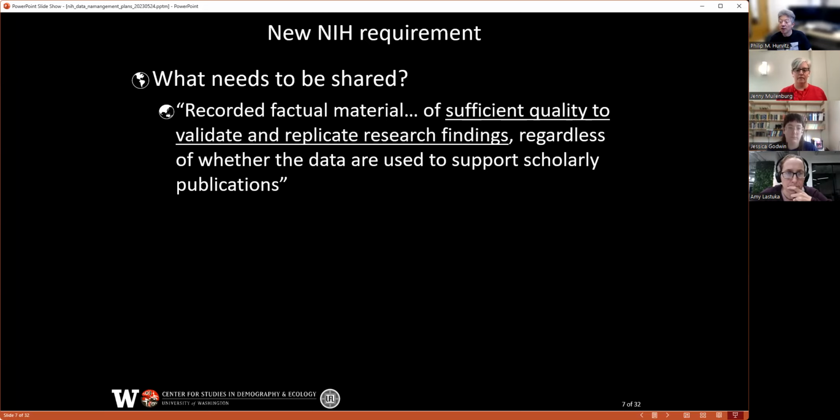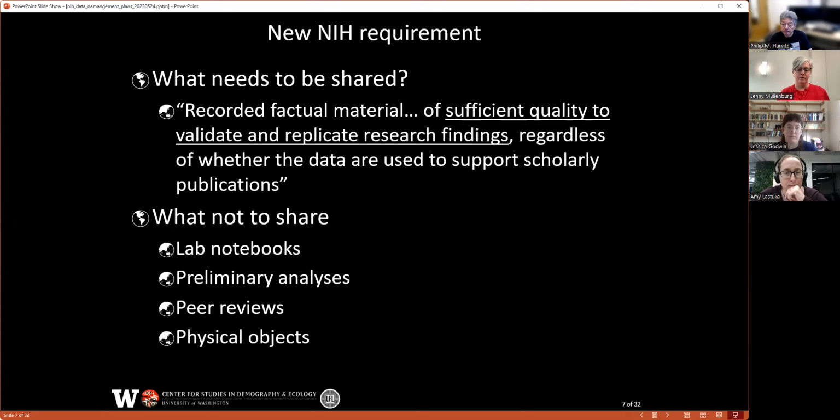And then the second part of this is regardless of whether the data are used to support scholarly publications. What this means is if you've gotten money from the NIH, then you have to be willing to share this material, whether or not it got published. Now, there are some things that they do not expect you to share. There's no requirement of sharing things like lab notebooks or preliminary analyses or peer reviews or any physical objects. So it's really just enough so that your research can be validated and replicated.